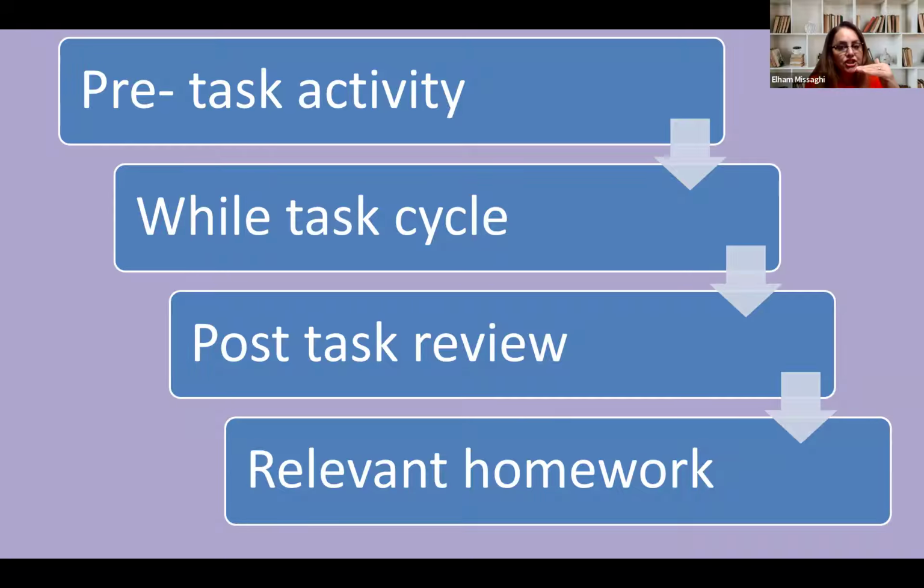Definitely, you have to mention what's next. What they learn in the class, they need to practice at home. So what is the homework? What's the assignment? These are the different stages that we need to mention in the process on your lesson plan.